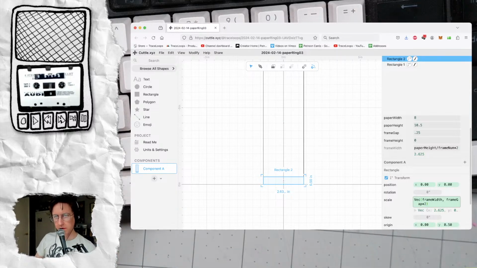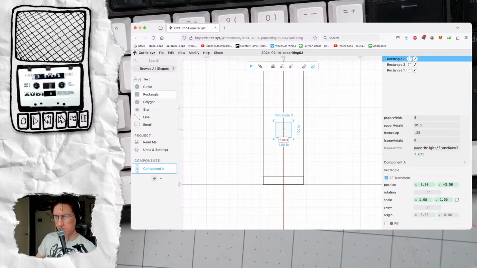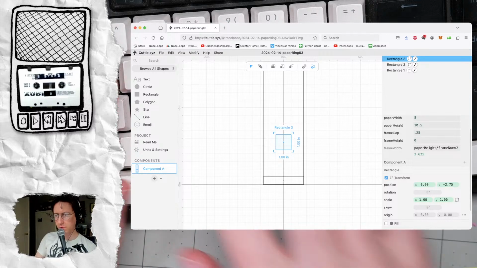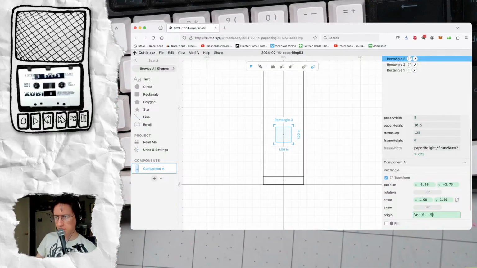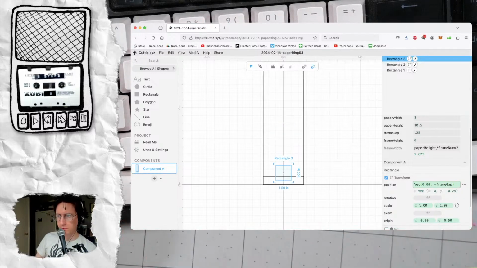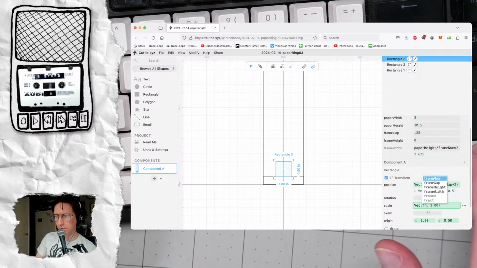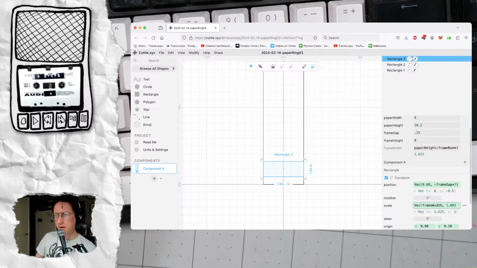Alright, and then a rectangle that is 0.5 negative frame gap times 2. The scale is going to be frame width. Then we have another frame gap.